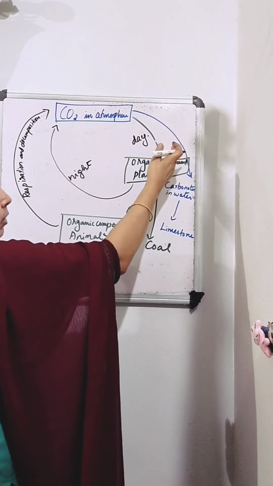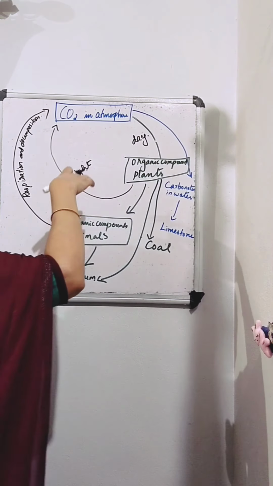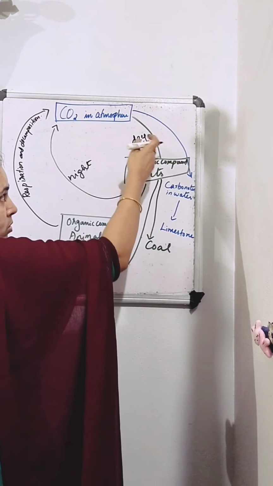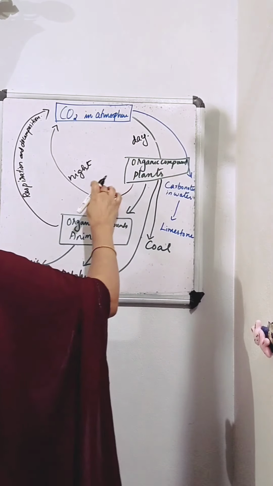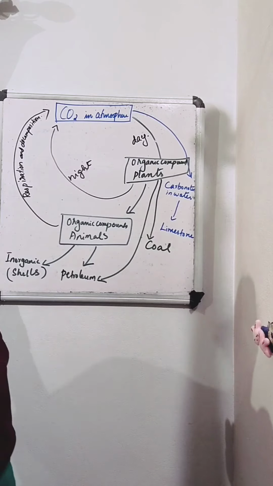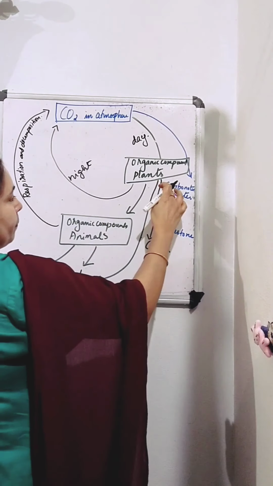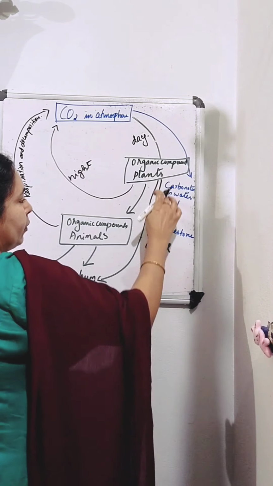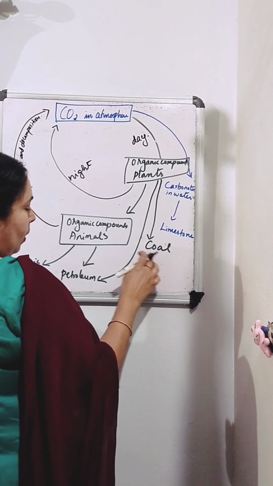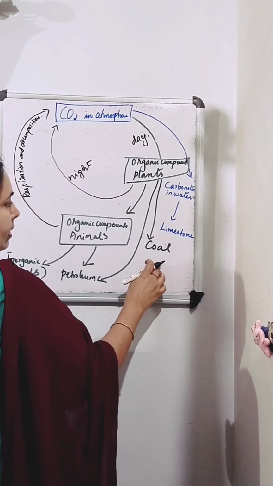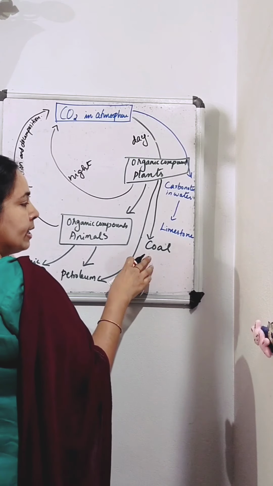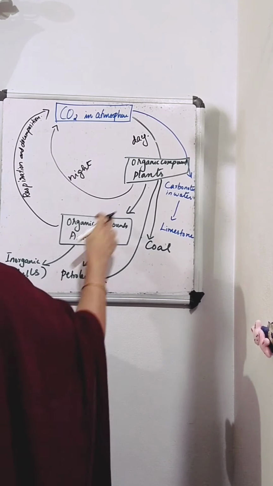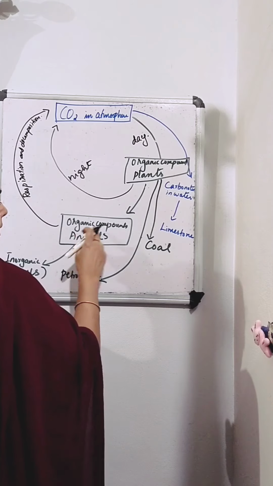Daytime also they give out carbon dioxide, but more carbon dioxide is used for preparing food. So they are taking in carbon dioxide. At night they are giving out carbon dioxide. And from plants, fossil fuels, coal and petroleum, are formed. So some amount is going out as coal and petroleum. And from plants, animals also get this.